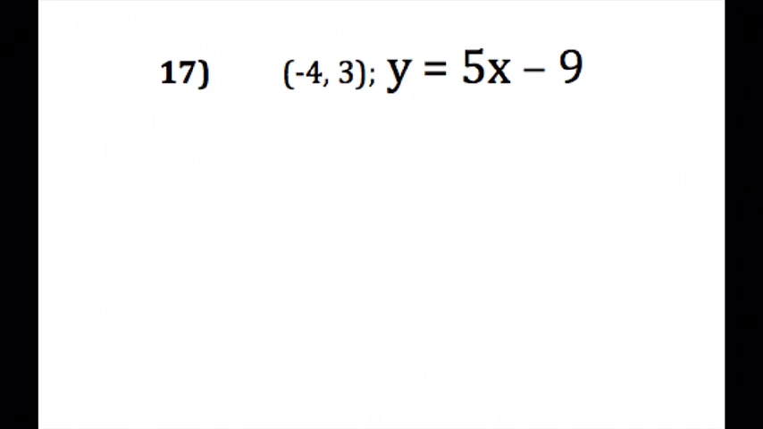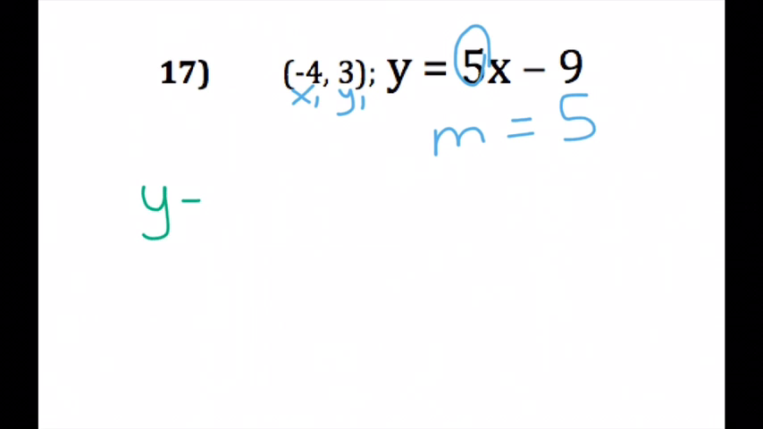Number 17, the equation is y equals 5x subtract 9. I'm going to give you just a few seconds to figure out what slope you're going to use. What is the slope that you're going to use to write the equation of this line? Okay, you should have picked m equals 5 for your slope. Because this equation has a slope of 5, we want to use our slope of 5 so that they're parallel. So I'm going to plug this in.